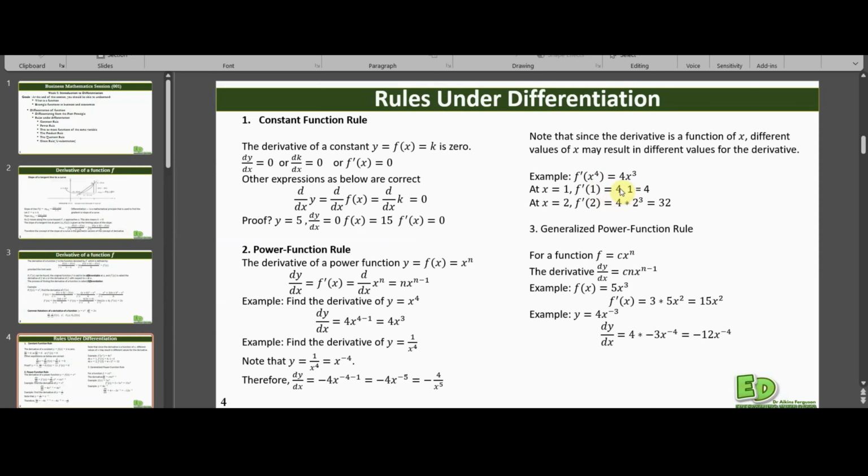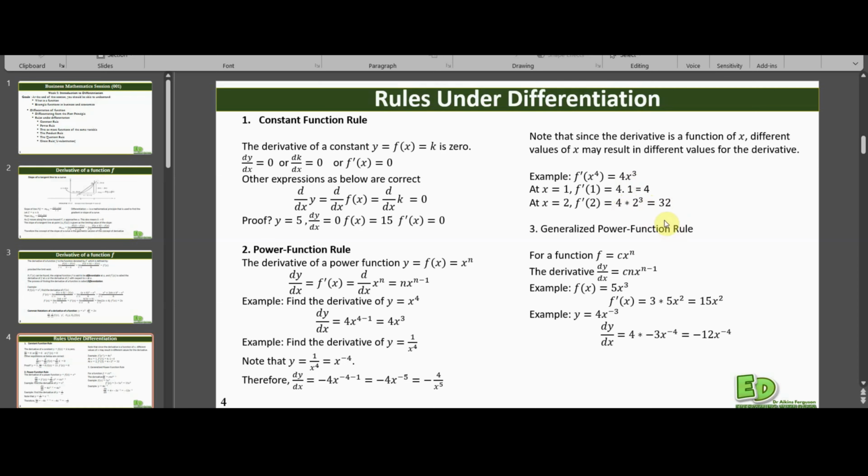That will give us 4 times 1 to the third, and 1 to the third is 1. So 4 times 1 will give us 4, right? Then at x being equal to 2, the derivative of that function at x equal to 2, we replace x with 2. That will give us 4 into brackets 2, all raised to the power 3. We know that 2 to the power 3 will give us 8. So simply 4 times 8 will give us 32.